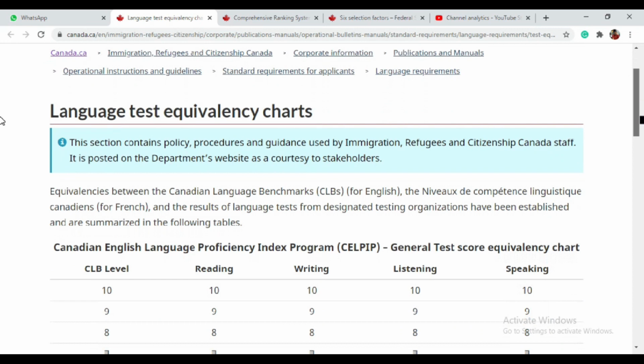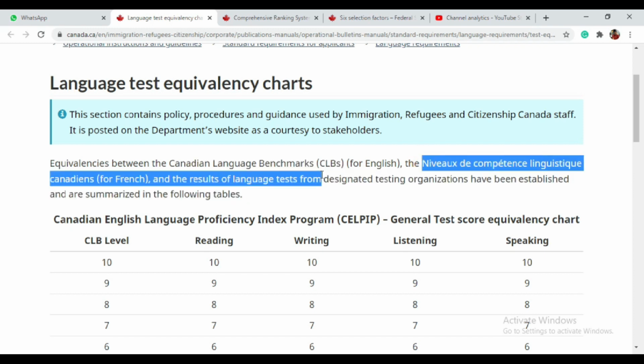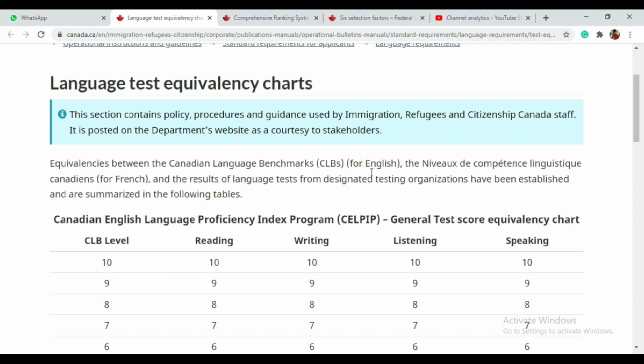So, today we'll be talking about language testing and what the equivalency charts are when it comes to the CRS calculator. Our video will revolve around Canadian Language Benchmarks, that is CLB. Let me just highlight that so that you understand it better. All right, so it is for English. For French, you have a different name, which must be Canadian language benchmark again, but I don't know that for sure. Okay, so CLB. What is CLB?